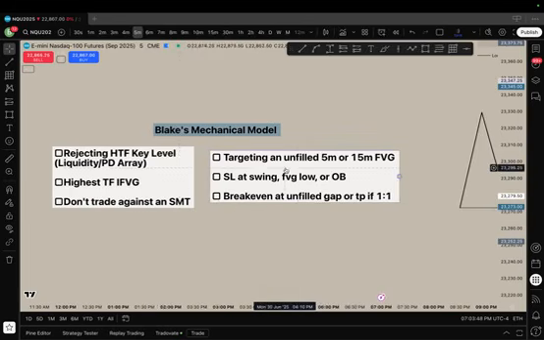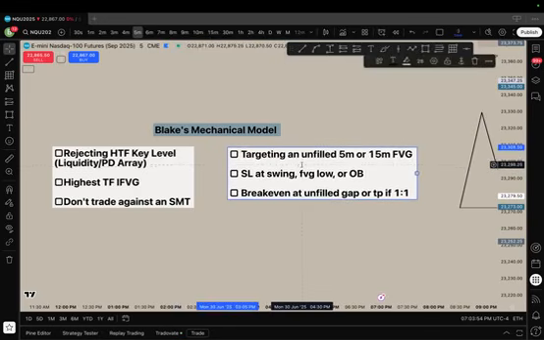Now we also have targeting an unfilled 5 minute or 15 minute gap. That's just going to be your simple rules here. And then your stop loss at swing low for fair value gap lower or B. We went over that. And then your break even at unfilled gap or UTP if it's at a 1-to-1.